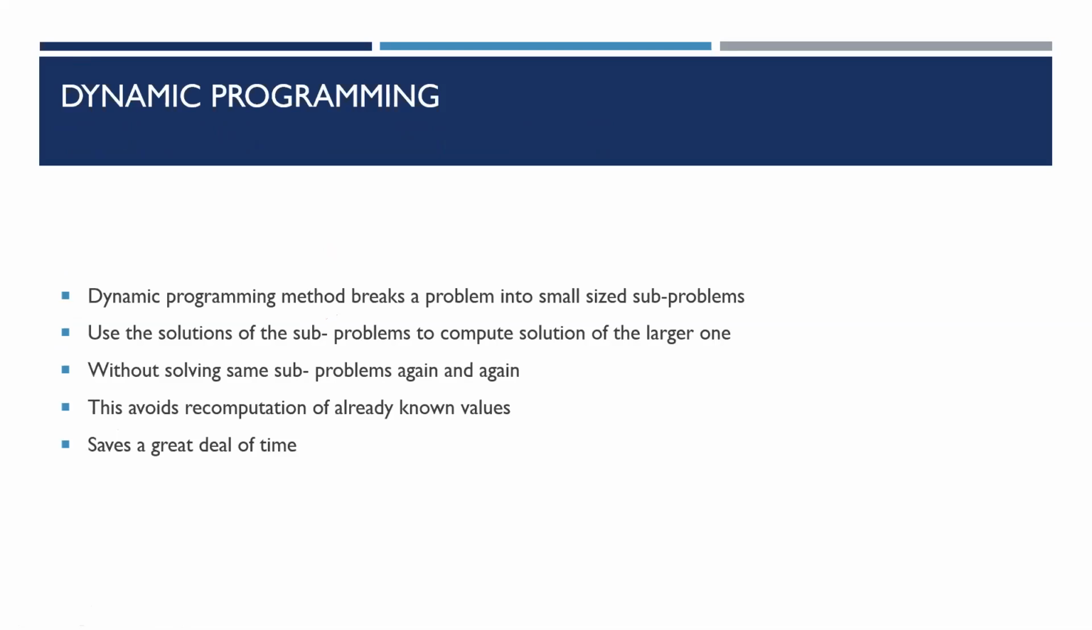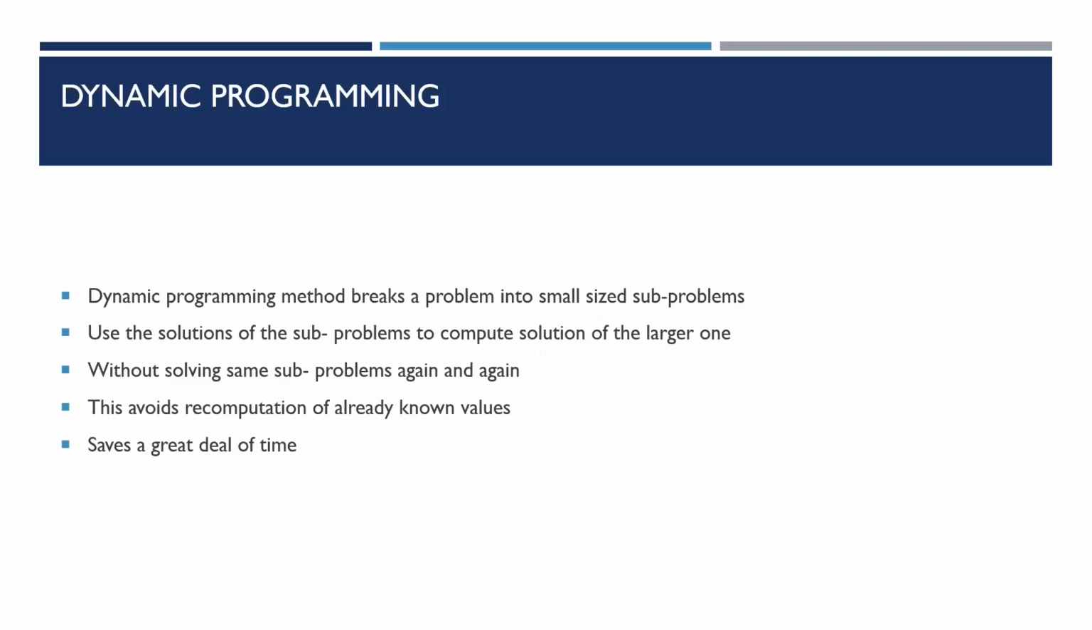The basic principle of this dynamic programming method is that it breaks a problem into small-sized subproblems and then finds the solutions for these subproblems. The solutions of these subproblems are used to find the solution for the larger one. So the solutions of these subproblems can be reused instead of solving them again and again, because of which we can save a lot of time.